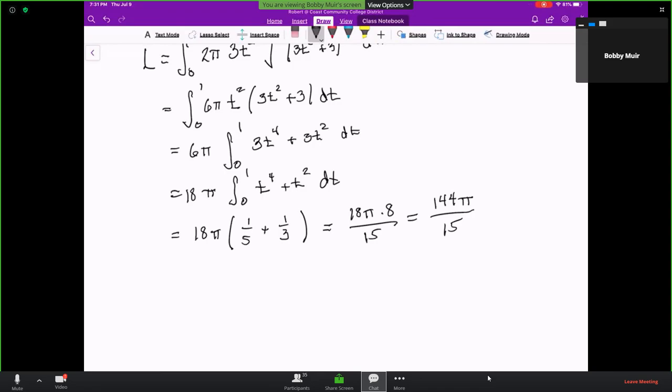That's us just doing the integral, but this is still kind of bugging me that the x, which is, what was it? 3t minus t cubed.